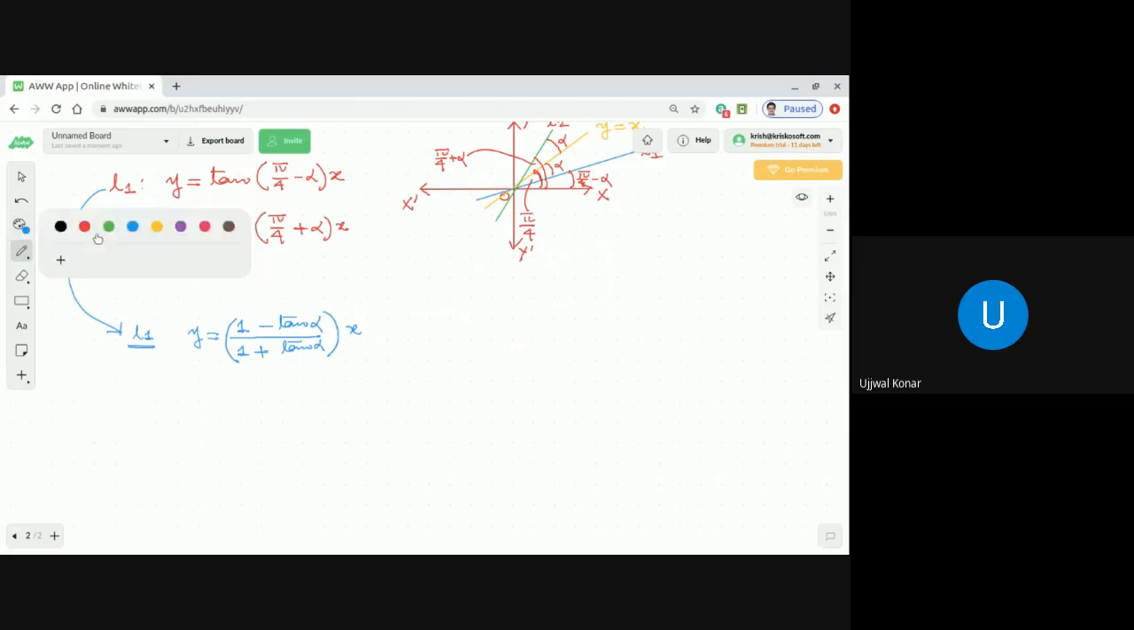In the similar manner, we can find the equation of L2. So how can we find the equation of L2, dear students? In the similar manner, y is equal to tan of a plus b, that is tan a plus tan b by 1 minus tan a tan b. So we will get 1 plus tan alpha divided by 1 minus tan alpha into x. Correct?